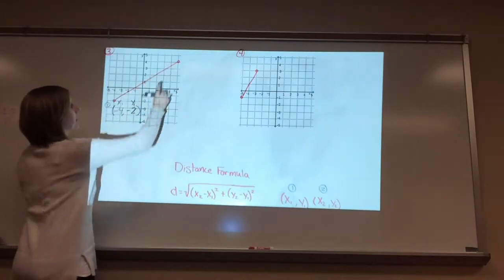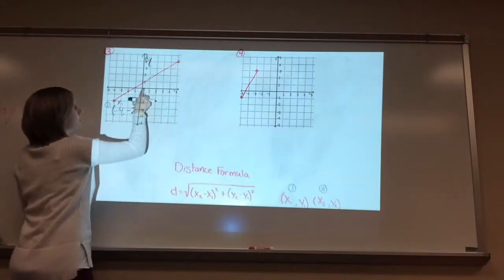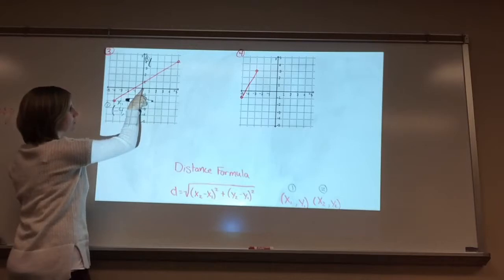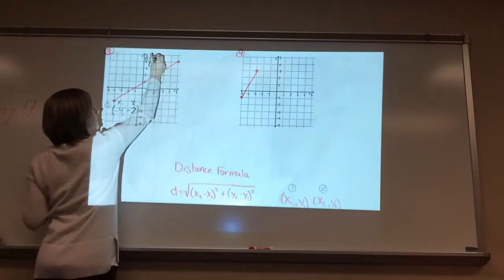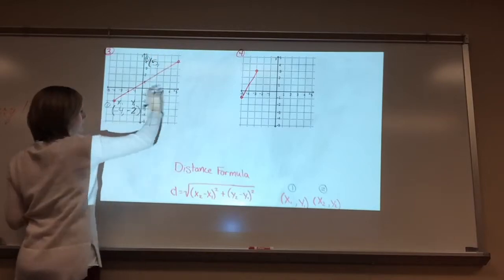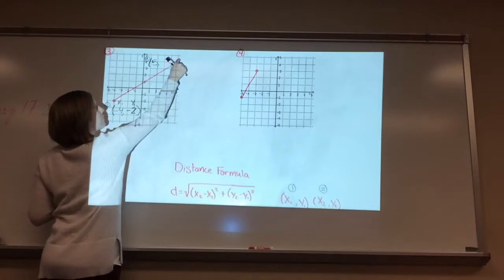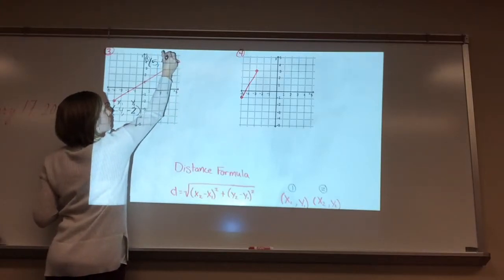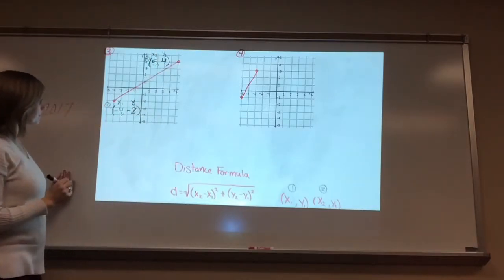For our second point, we're up here. Call it point number 2. To find the coordinates, we start at the center. We would have to go to the right 1, 2, 3, 4, 5 places. So that would be positive 5 because right is positive. And then we would have to count up 1, 2, 3, 4 places. So that's positive 4. So our x2 is positive 5. Our y2 is positive 4.